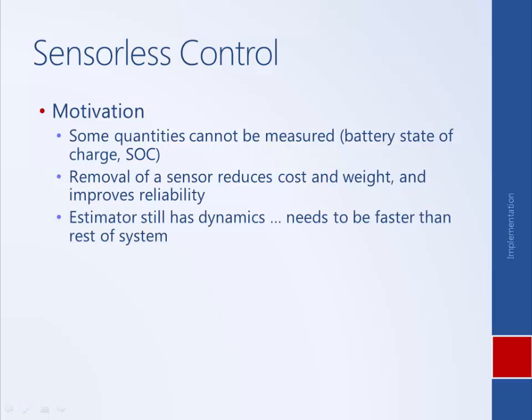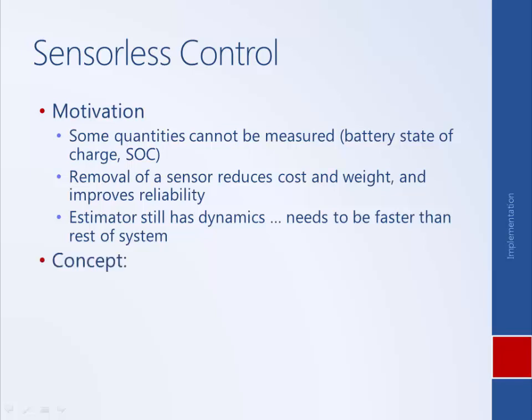One thing that we need to consider is that the estimator still has dynamics. So if we have some quantity that we're trying to estimate, we can't get it perfect instantaneously. If the output changes, it takes some time for us to change our estimate. And so just like the sensor has dynamics, our estimator has dynamics, and we need to consider that. In particular, we need it to be faster than the rest of the system, or faster than the required dynamics of our system. If we're trying to control a certain system to perform with a certain speed, and our estimator is slower than that, then we won't be able to achieve our goals.